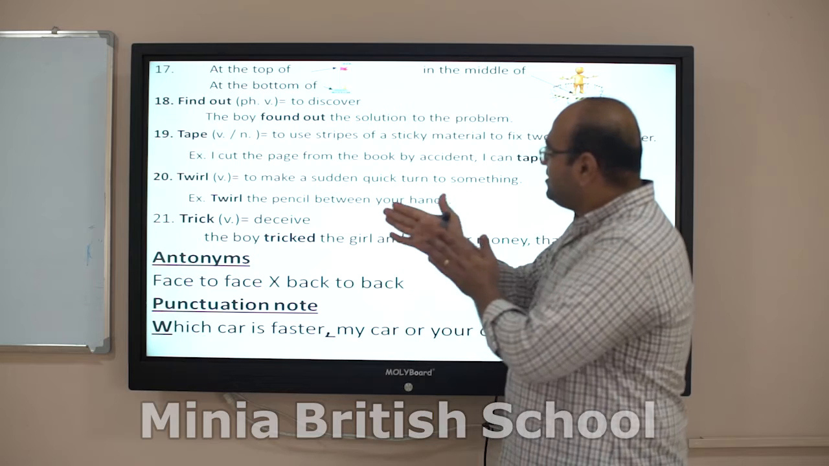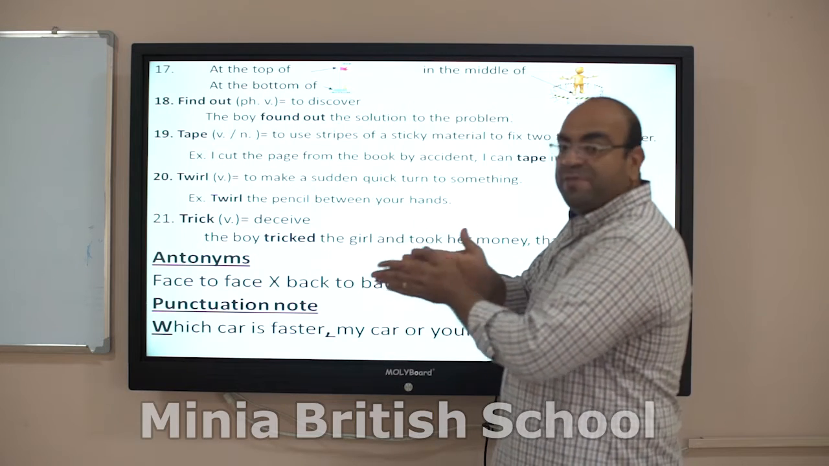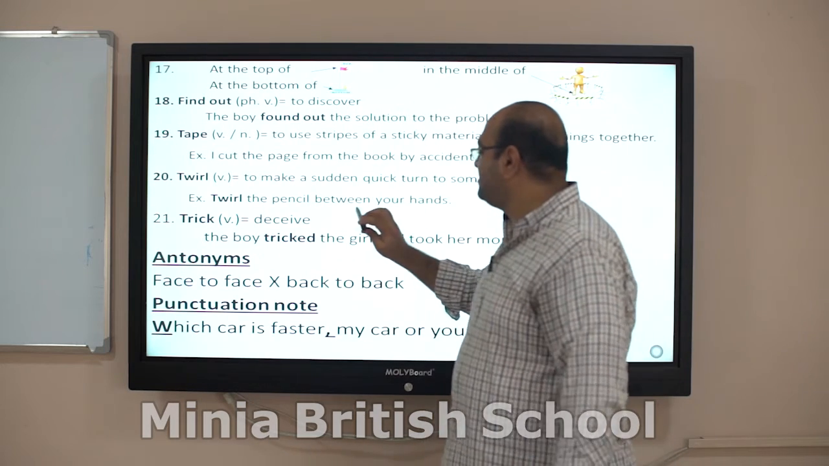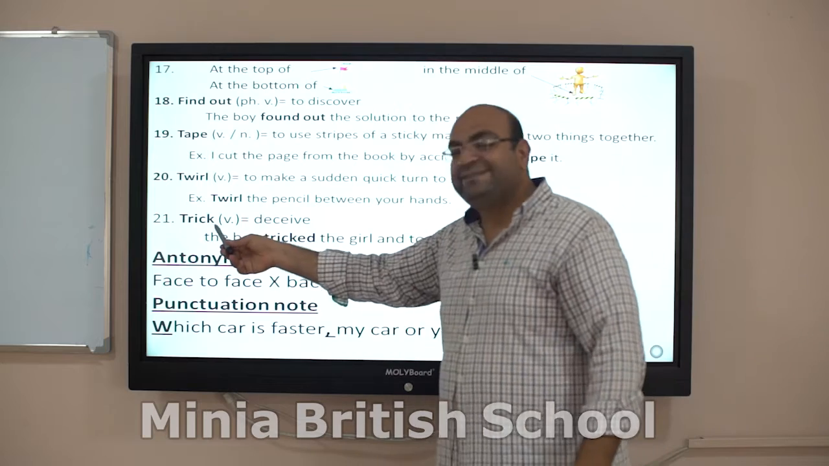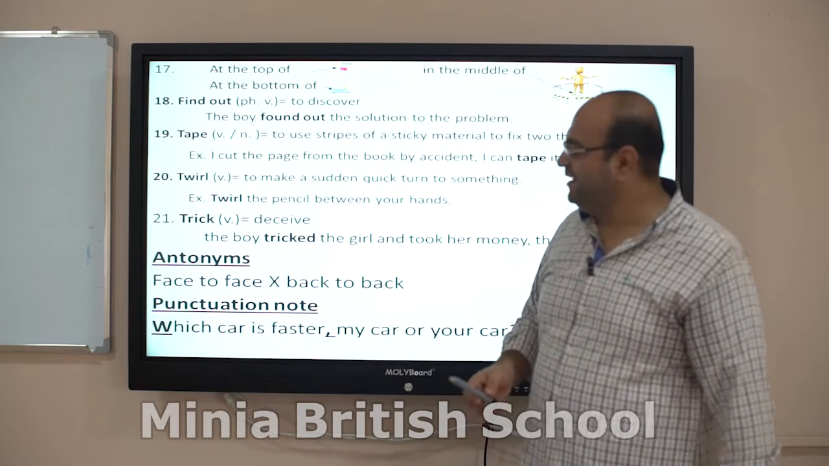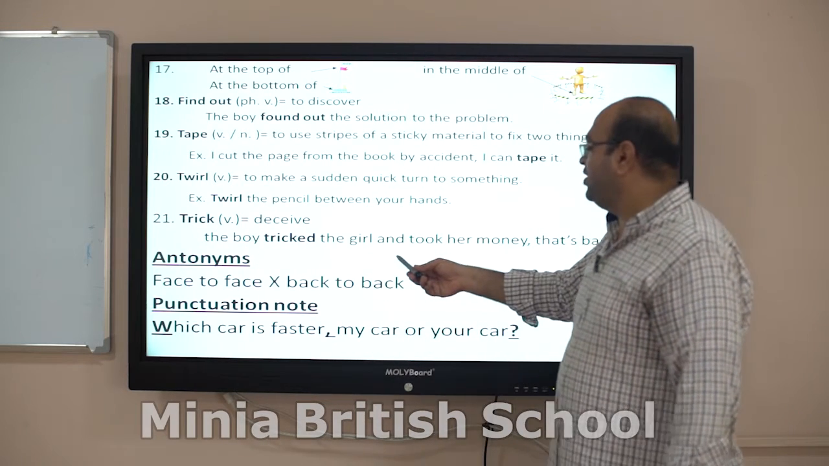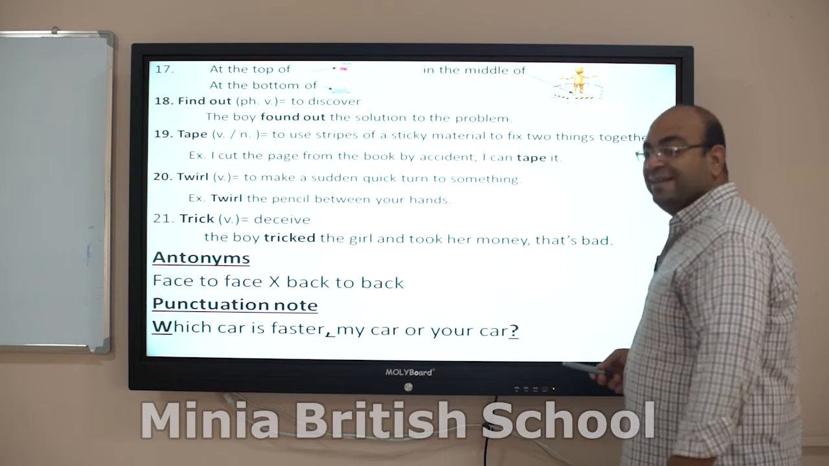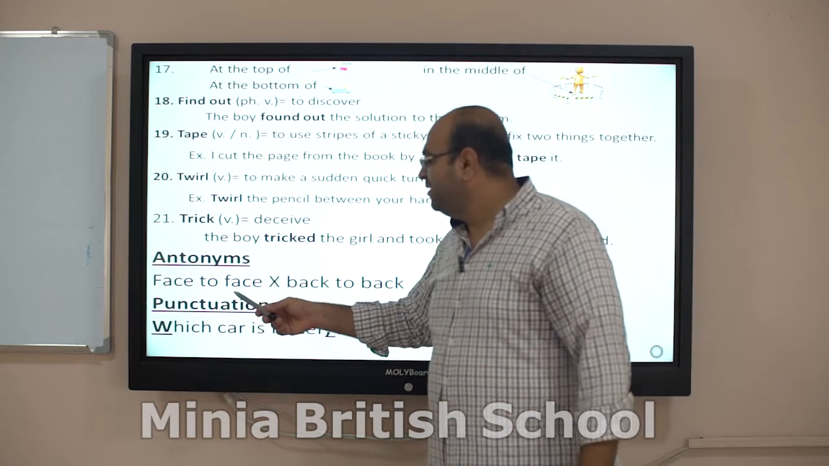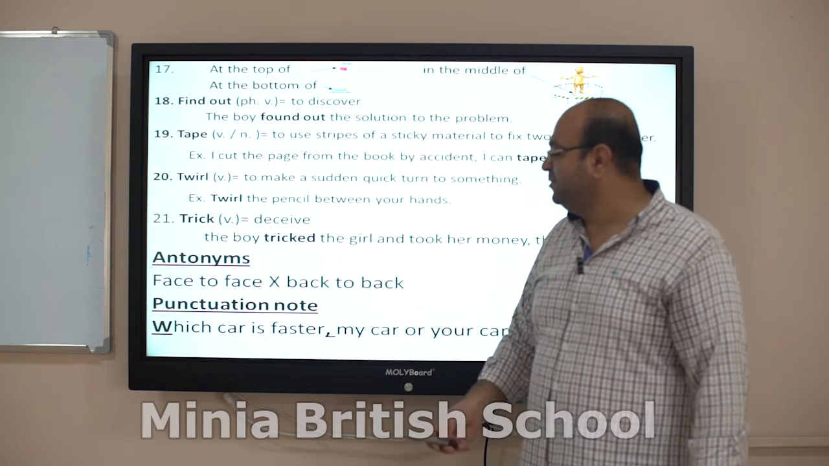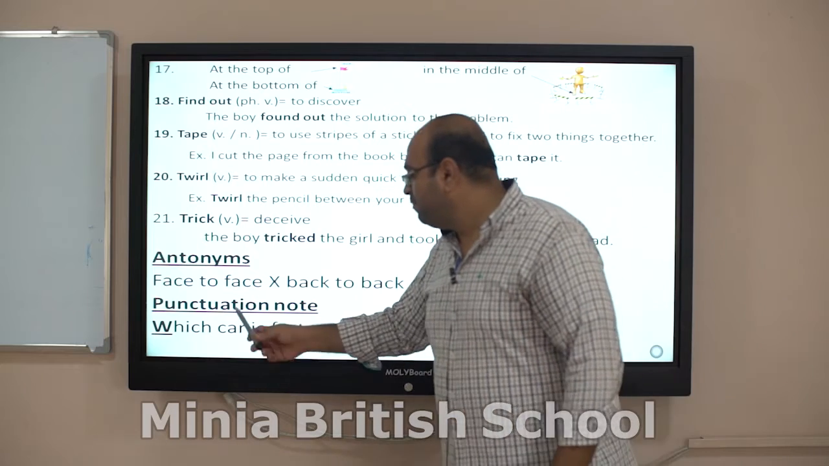Twirl, to make a sudden quick turn of something. Twirl the pencil between your hands. Trick, deceive. The boy tricked the girl and took her money. That's bad. Face to face is an antonym to back to back.